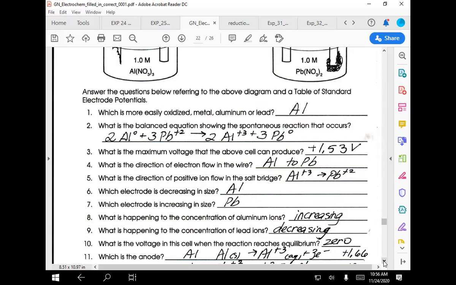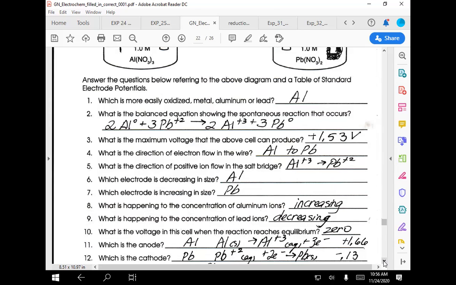Okay, so here's where you would do the half reactions to figure out the anode and the cathode. And again, the anode is by definition the oxidation. The cathode by definition is the reduction. So you want to do the half reactions first and then go back and answer all these questions. So number 11 and number 12 is what allows you to answer all the prior questions. I don't know why they didn't ask that first.